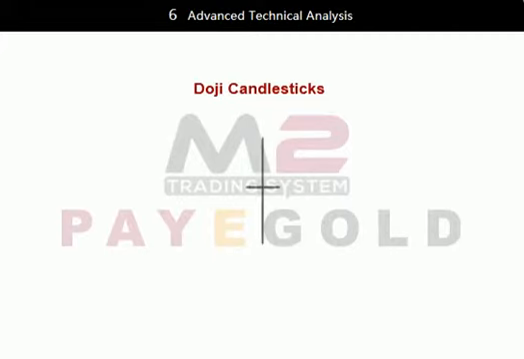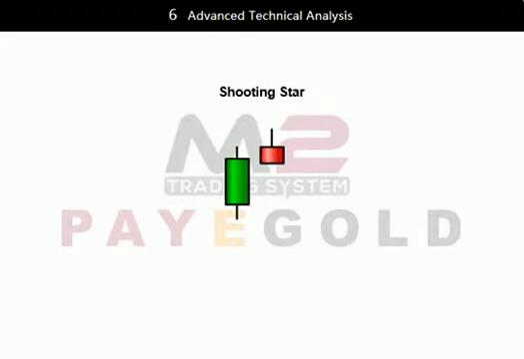Long-legged, these candlesticks have long shadows on both sides and indicate indecision on the part of the market players. Gravestone, the longer the upper shadow, the more bearish the outlook. Dragonfly, the longer the shadow, the more bullish the outlook. Bullish and bearish trading patterns.